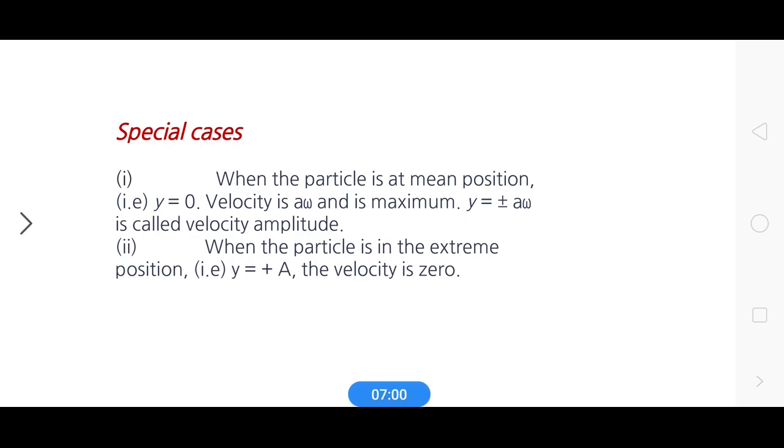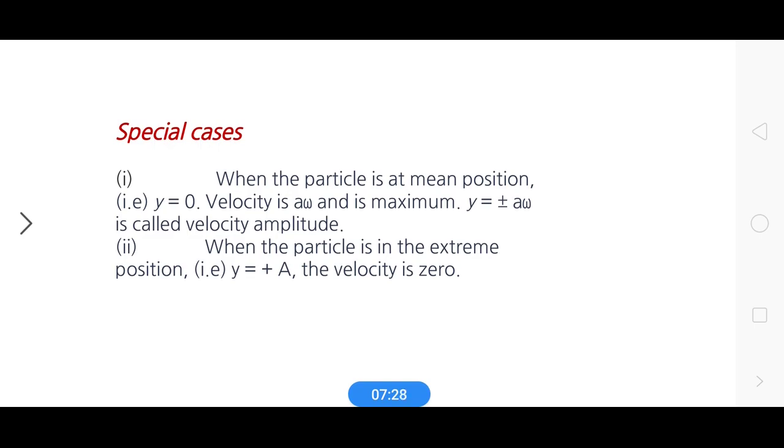Now we will discuss the special cases in the velocity of the particle. When the particle is at the mean position, we know that the displacement from the mean position is 0. When the particle is at mean position, y is equal to 0. So the velocity is a omega and it is maximum. So the velocity a omega, that is plus or minus a omega, is called velocity amplitude.